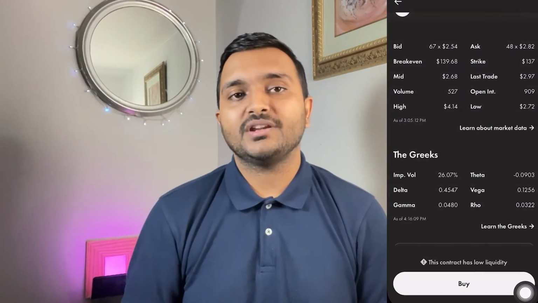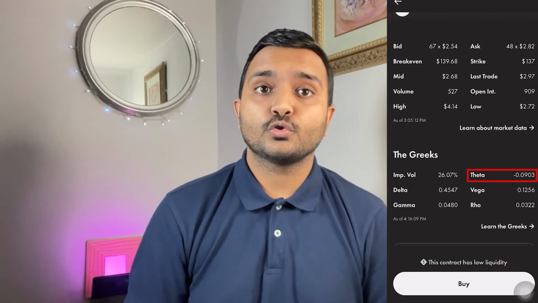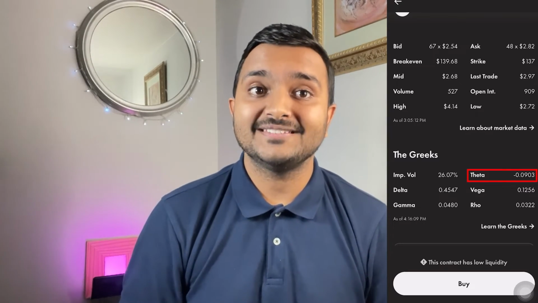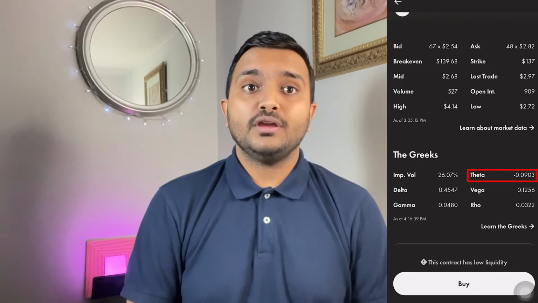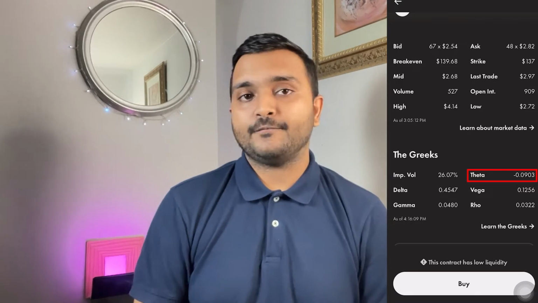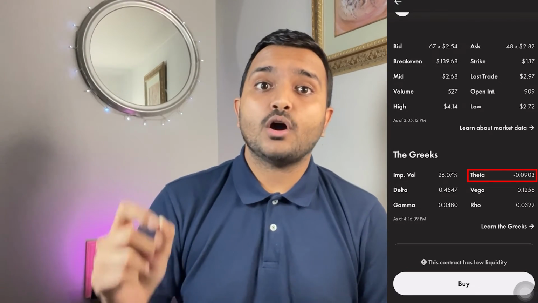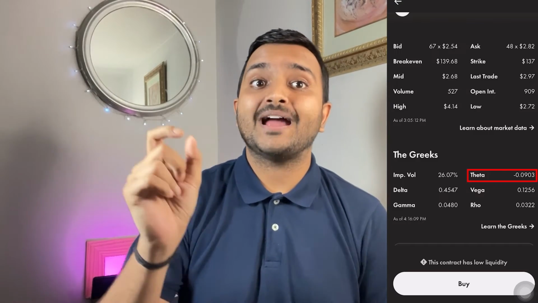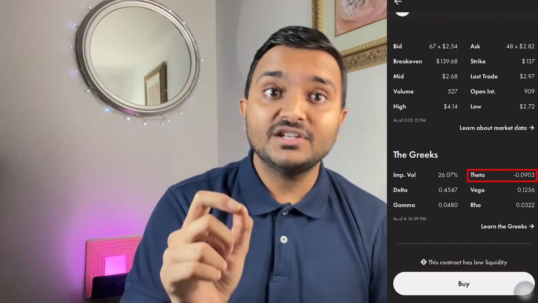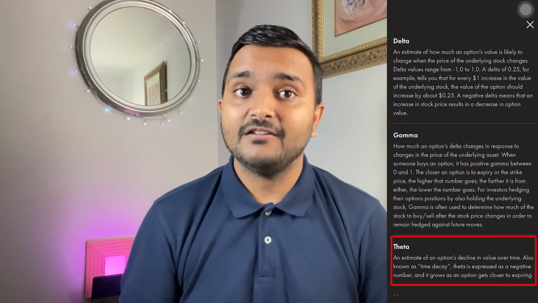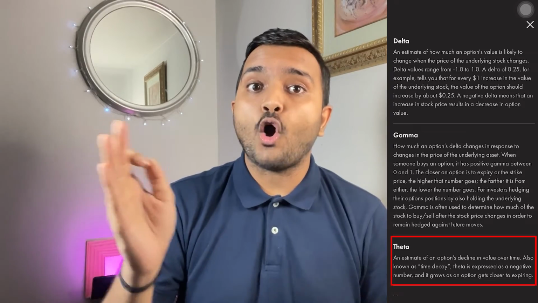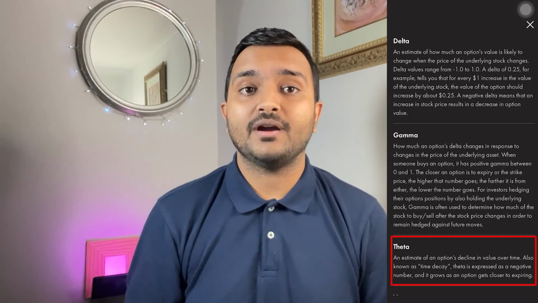Another important metric here is theta, and theta shows how much the options price decreases over time as the expiration date gets closer. So if your option has a theta of 0.09, it means the options price decreases by 0.09 every day, even if the stock price does not change. It's usually negative and it increases as the option gets closer to its expiring date. You can read about the other Greeks here and understand how they affect the options premium price.